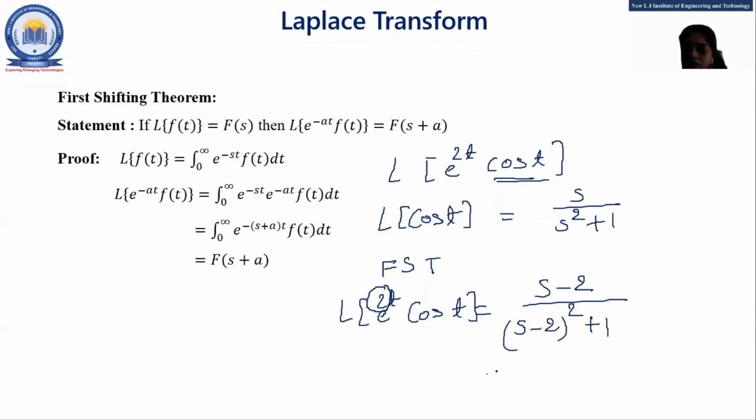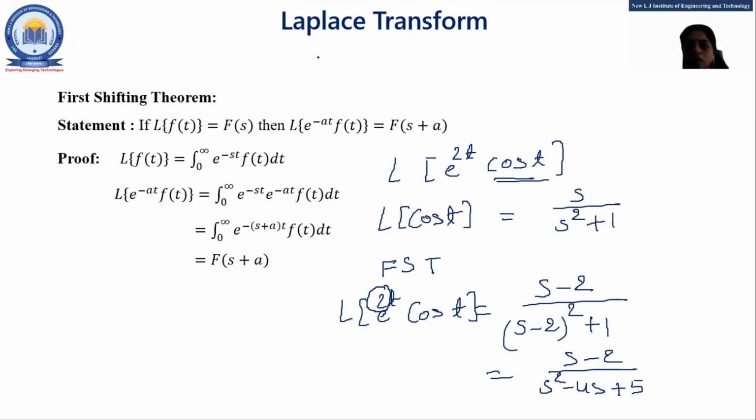So after simplification, our final answer is s minus 2 over s square minus 4s plus 4 plus 1, that is 5, right? So it is really simple.